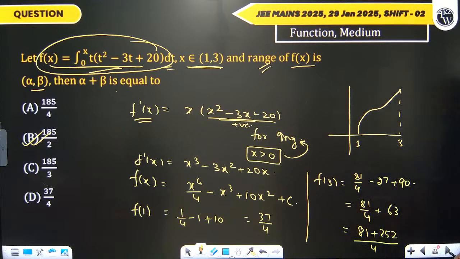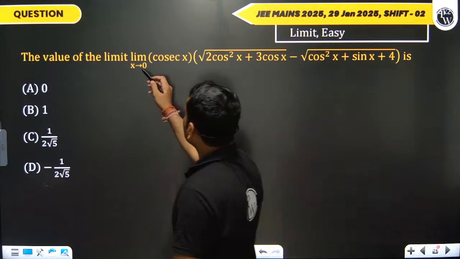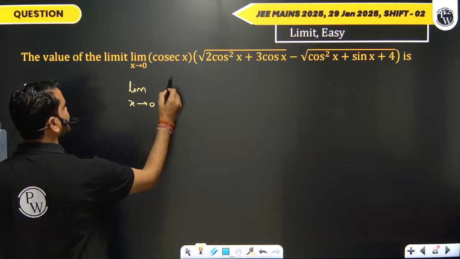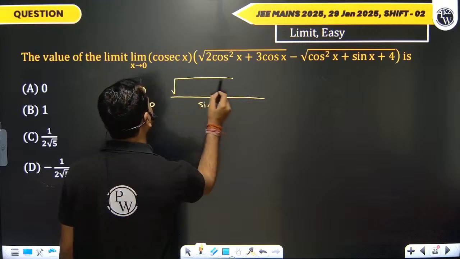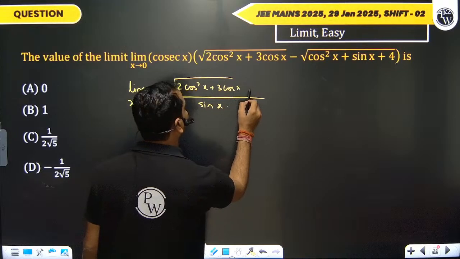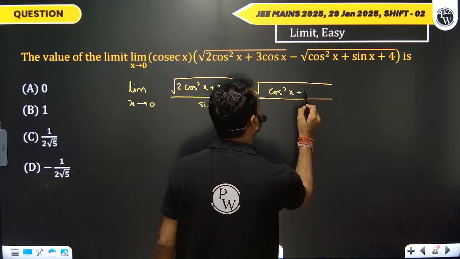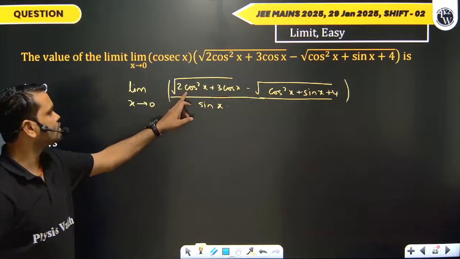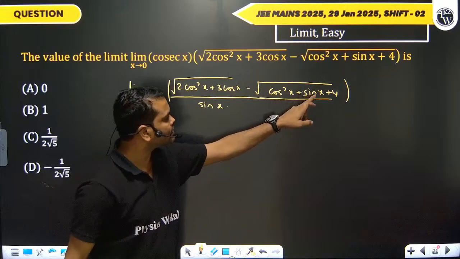Okay, so now we will move ahead and we will see this question. This question, directly you can see which form it is. It is a limit question. Cosec you can write as 1 by sin x. Here you can write 2 cos square x plus 3 cos x minus under root of cos square x plus sin x plus 4. If you place the value 0, it is 2 plus 3, that is 5, and here also 1 plus 4, that is root 5.